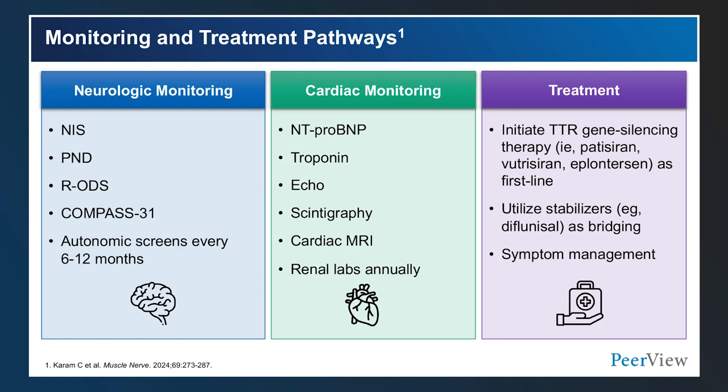And then treatment, you want to initiate your gene silencing therapy as first line. Often patients, if they have only cardiac involvement, may come on only a stabilizer, so it's helpful for you to assess them if they need a silencer. And then, as Dr. Karam said, symptom management.